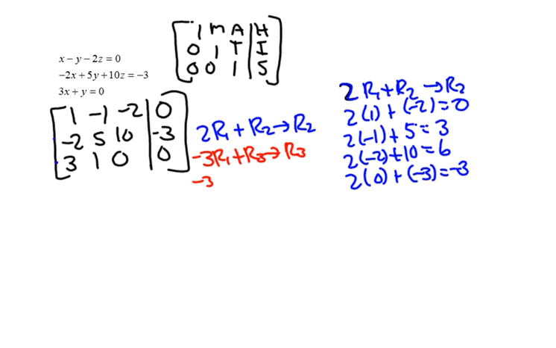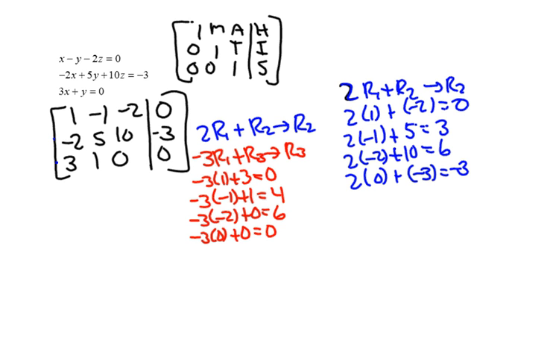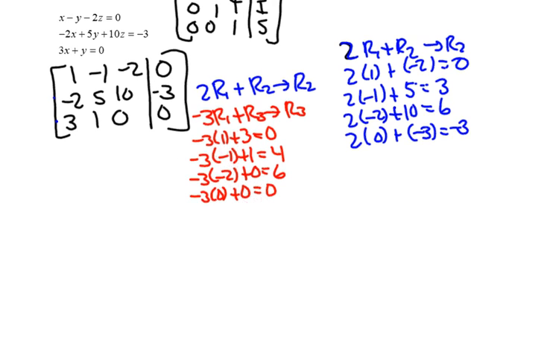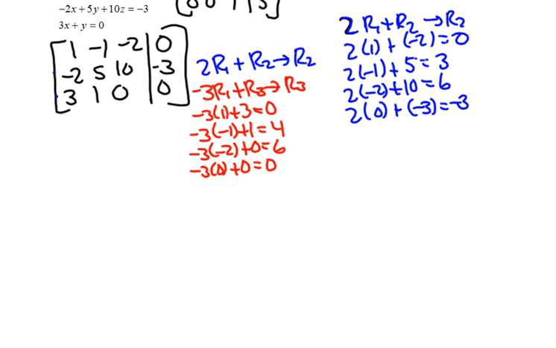So negative 3 times 1 plus 3 is 0. Negative 3 times negative 1 plus 1, that is 4. Negative 3 times a negative 2 plus 0 is 6. And negative 3 times 0 plus 0 is 0. Okay? So now below, I'm going to write the new matrix. Okay? Now again, row 1 I haven't touched. I'll leave alone.